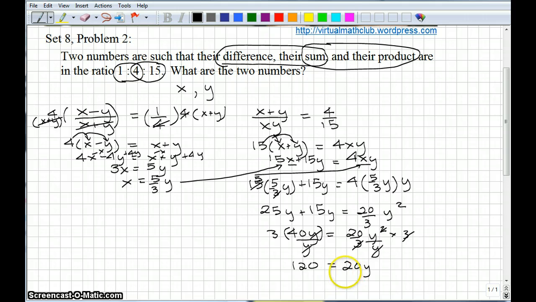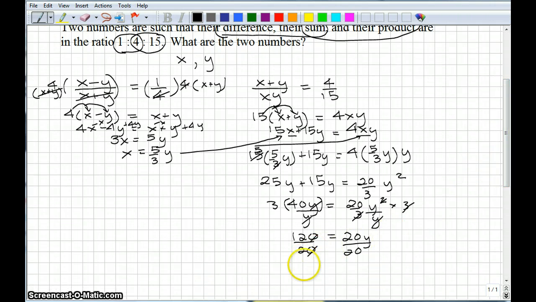Okay, well, we're getting there. Let's divide both sides by 20 so we can get y by itself. I can get rid of the zeros because that's just a multiple of 10, and 20 over 20 is just 1. So we get y is equal to 6. All right, so we got one of our numbers now.